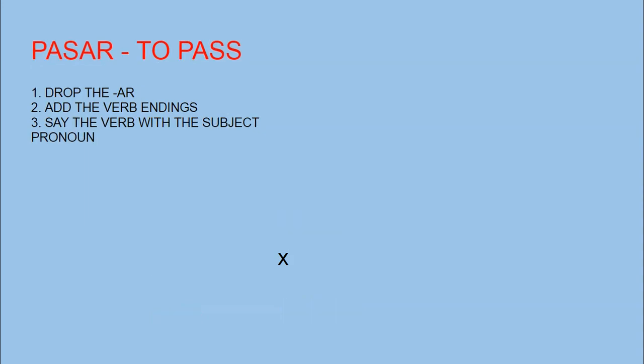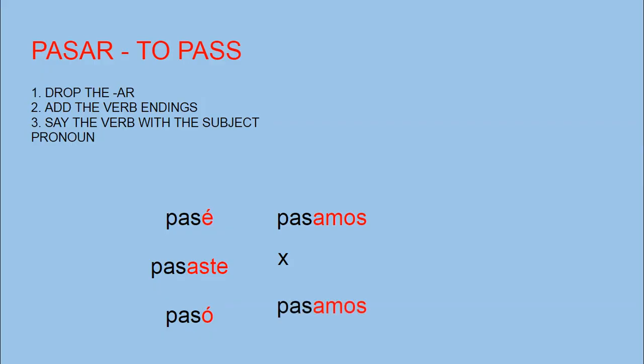Let's do the same thing for the verb pasar. We learned this one with pasar por seguridad. So we're going to drop the AR, which leaves us with pas, and then we add the endings. I'll say the subject pronouns. Yo pasé. Tú pasaste. Él pasó. Nosotros pasamos. Ellos pasaron.